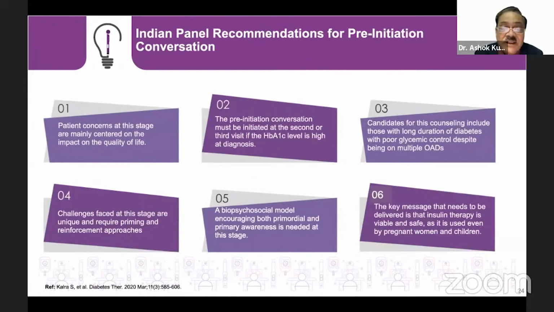Now, what is the Indian panel's recommendation during the pre-initiation phase? Number 1, patient concerns are mainly centered on the impact of insulin on quality of life.